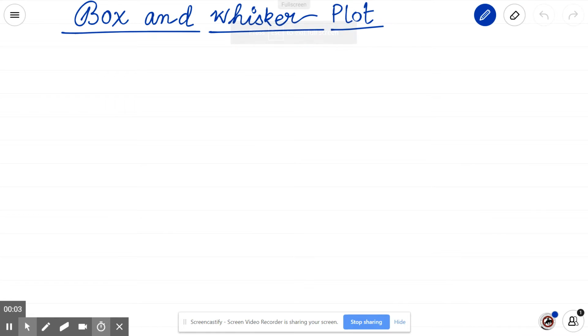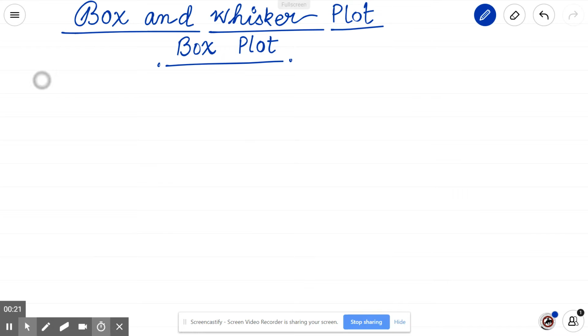In this video, we are going to talk about the concept of box and whisker plot. It is also called box plot. And we will understand the uses of box and whisker plot with an example as to why we use it.